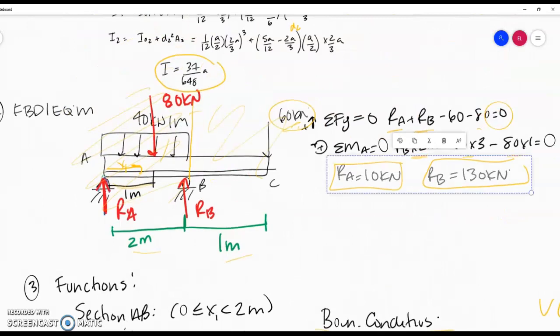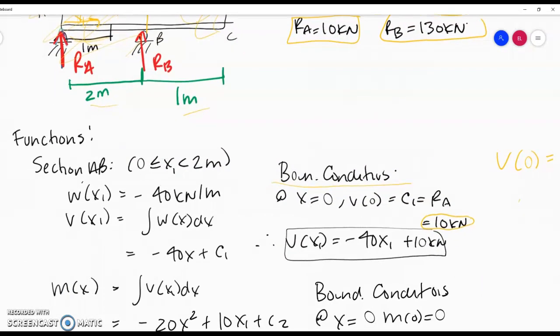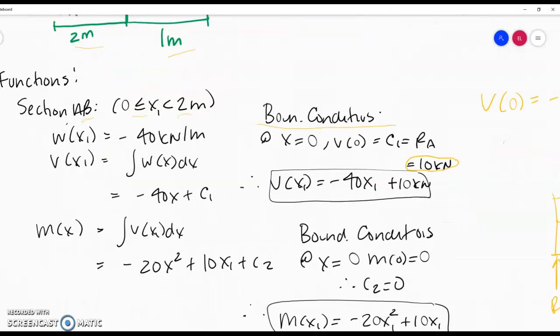Now remember, this is why I've shaded it. So you have to have functions that describe this area and functions that describe this area, and they are different loading. So again, I'm going to use the method of integration. So the load equation for the first section from 0 to 2 meters is minus 40. I'm going to integrate, and so I get minus 40x plus C1.